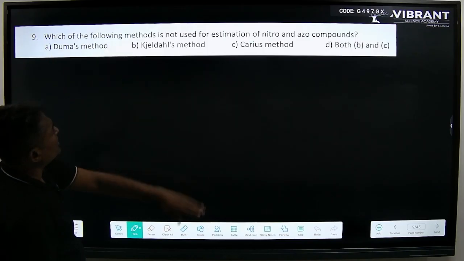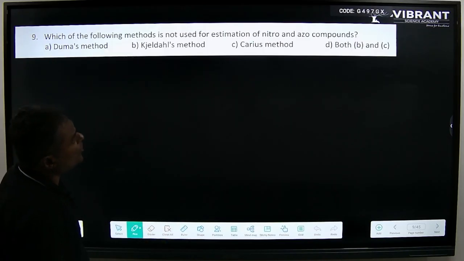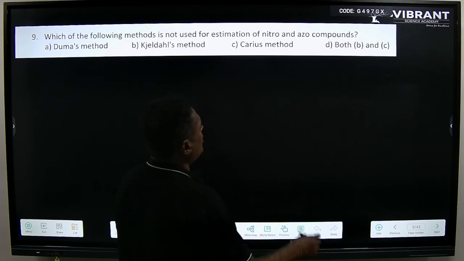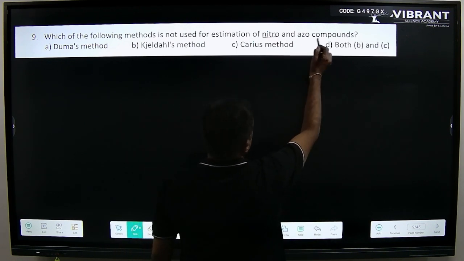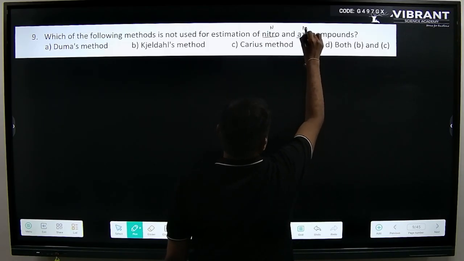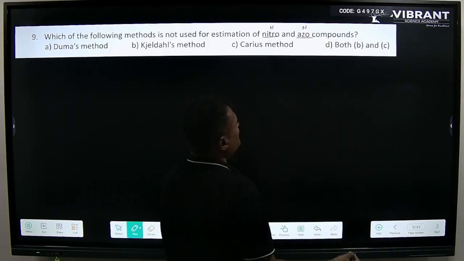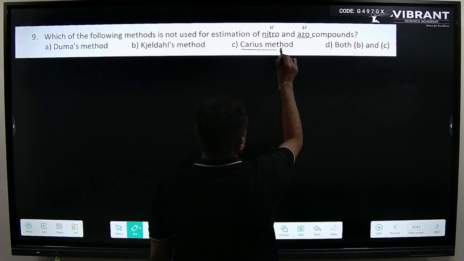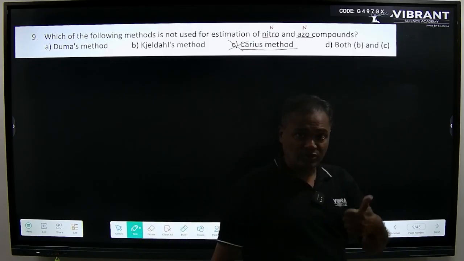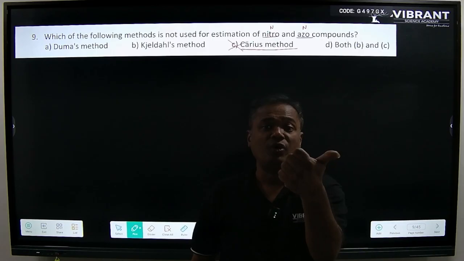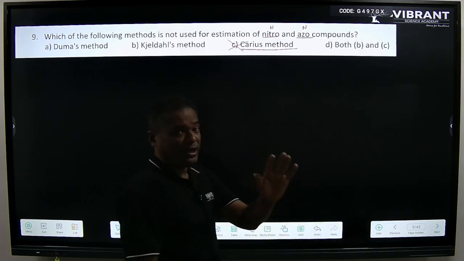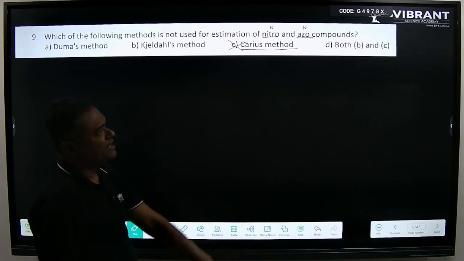Which one of the following methods is not used for estimation of nitro and azo compounds? Basically, when you talk about nitro and azo, these are nitrogen containing compounds, and for nitrogen containing compounds we know one thing very clear, that Carius method cannot be used, because Carius method is used for halogen, it is even used for sulfur also in case of detection, correct, but not nitrogen. So, this is not the option, that is clear.